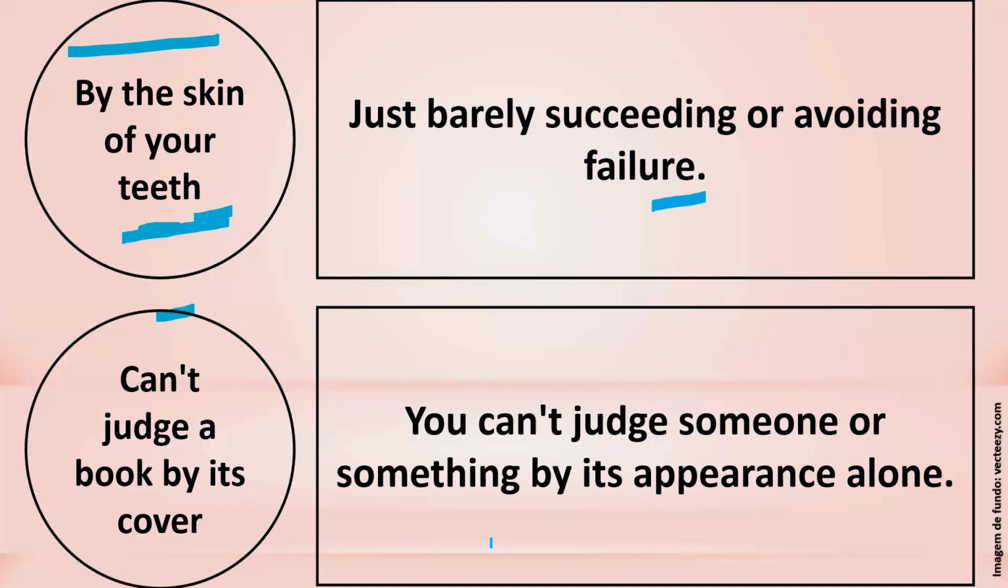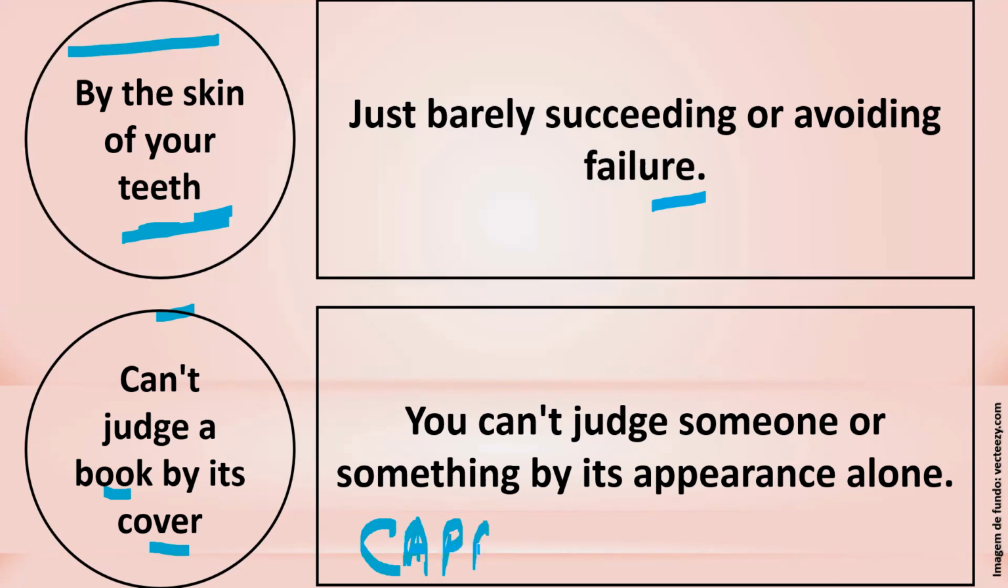The next one, you hear this often. You can't judge a book by its cover, which means you can't judge someone or something by appearance alone. Você não pode dizer como algo é apenas olhando para sua aparência externa. Nós olhamos, a nossa tradução é literal. Você não pode julgar o livro pela capa. Pela capa, ok? As aparências enganam.